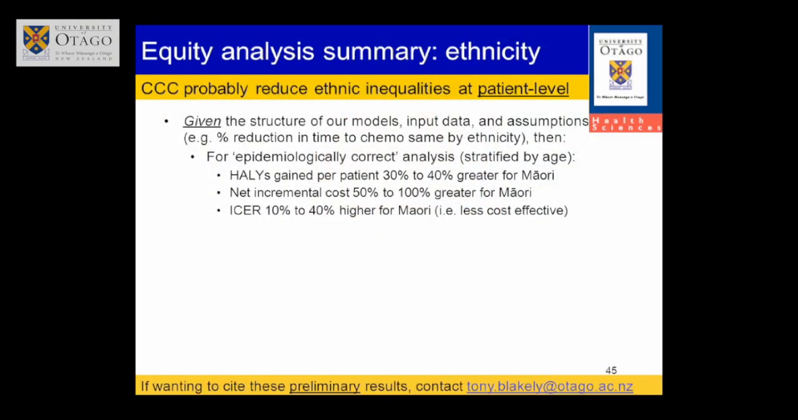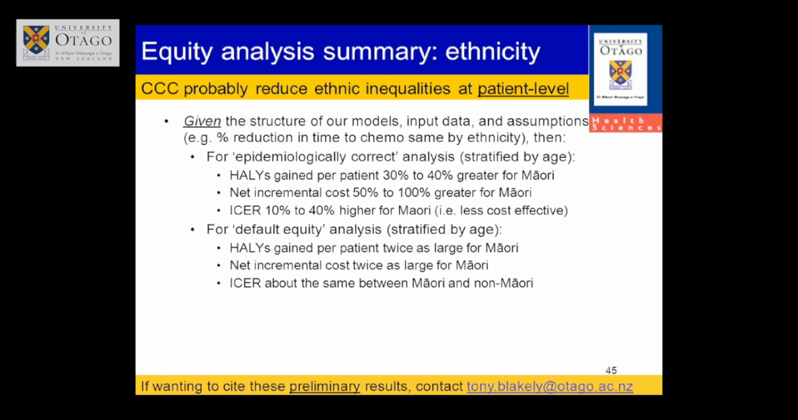If you assume all those things, then for the epidemiologically correct analysis stratified by age, HALYs gain per patient are 34% to 40% greater for Māori, so it's pro-equity on HALYs gained. But the incremental cost is 50 to 100% greater for Māori, so the ISA is 10 to 40% higher for Māori. That appears to be less cost effective for Māori, this intervention. You gain more HALYs per patient, but less cost effective.